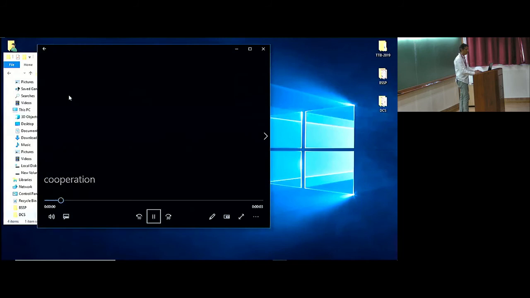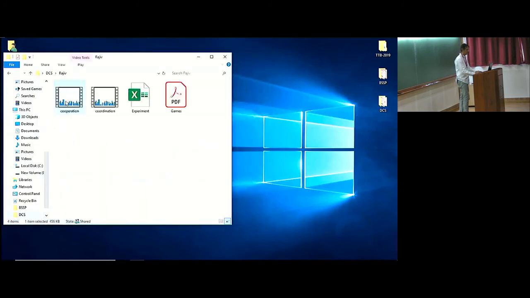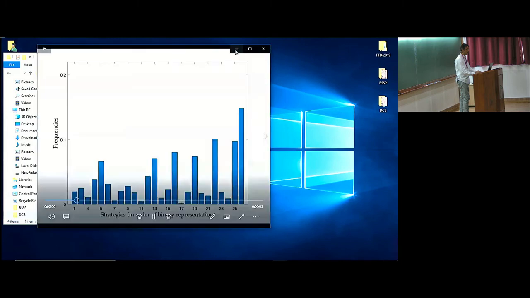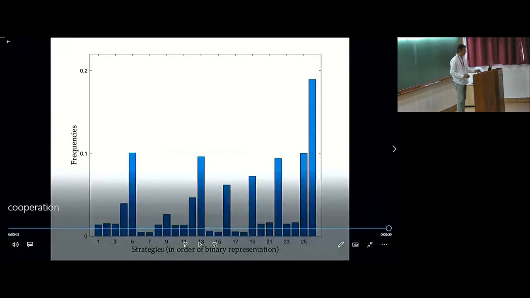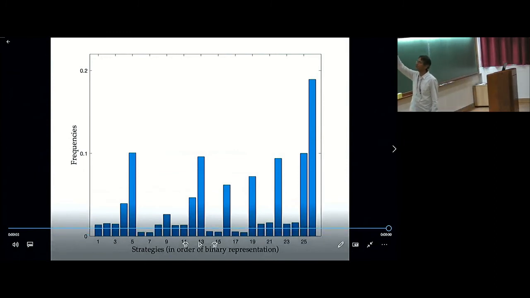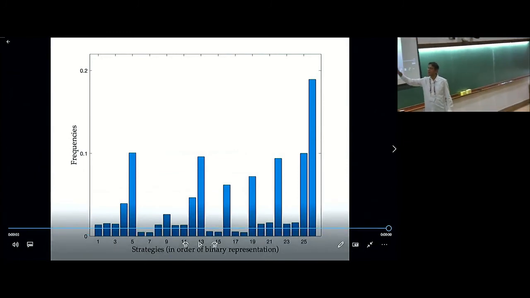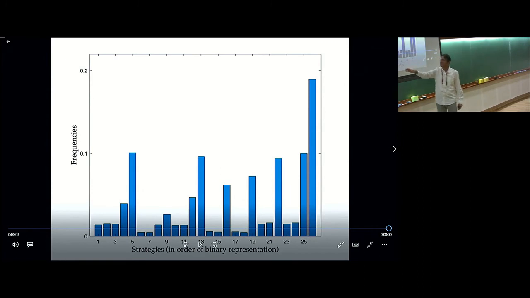I was going to show you more than this, but okay. So this is it. This is a sampling equilibrium. In the repeated prisoner's dilemma, out of the 26 strategies, this last one is the one that always defects. These are ordered in terms of their binary representation. I don't have time to go through all of that, but this one is the grim trigger strategy.